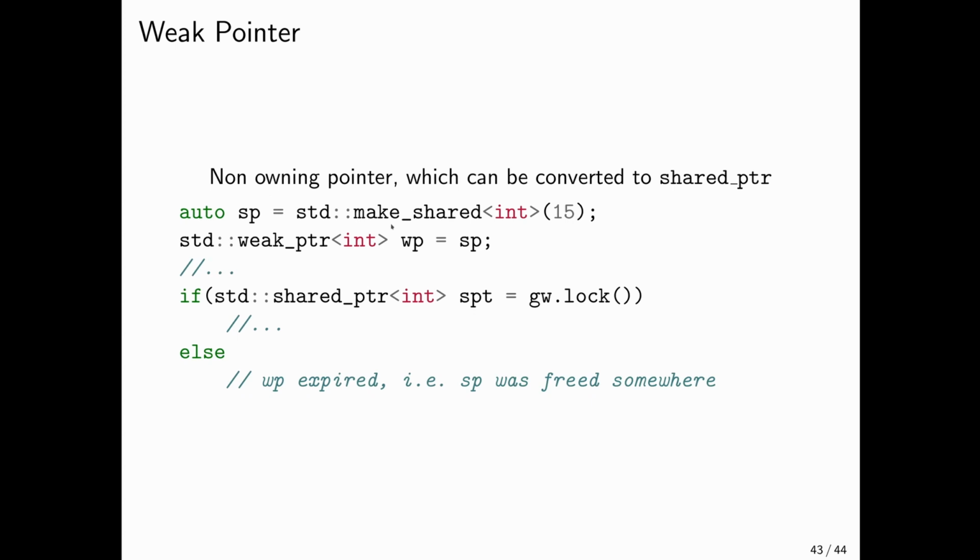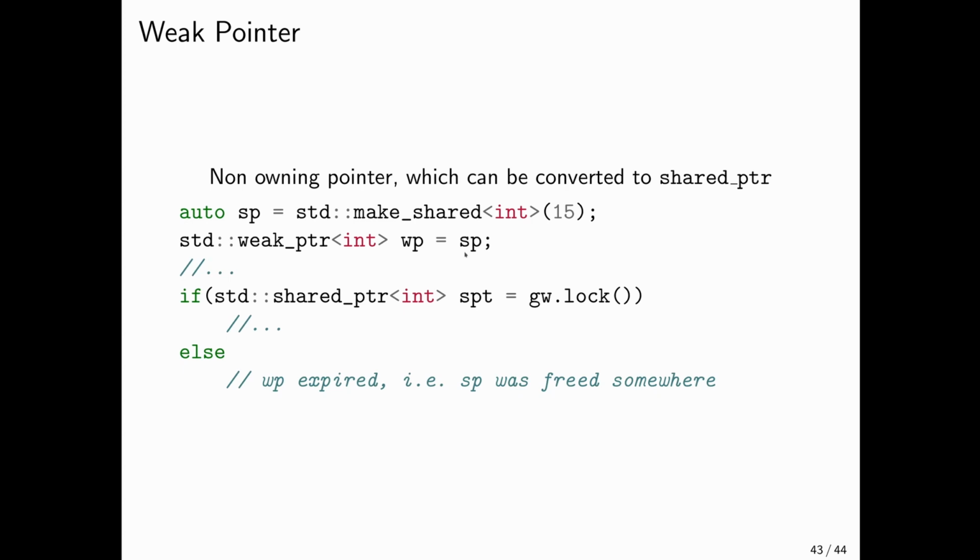In this case, I'm using the make_shared function. By the way, you should always use the make_shared and make_unique functions. They are a little bit faster and also less error prone than writing the standard shared pointer here. So that's why I use this idiom with auto. SP is now my shared pointer.